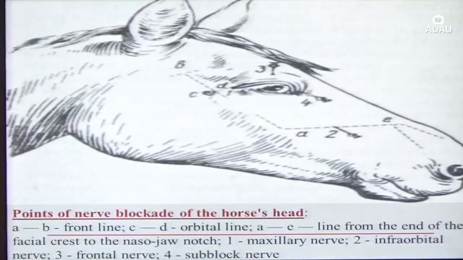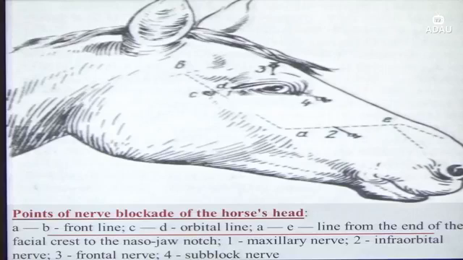And here are some points of nerve blockade. Which points of nerve blockade of the horse head? Here are some places. For example, the interval between A and B is the front line. This interval we should call the front line. CD is the orbital line, CD, which is located here, interval CD.